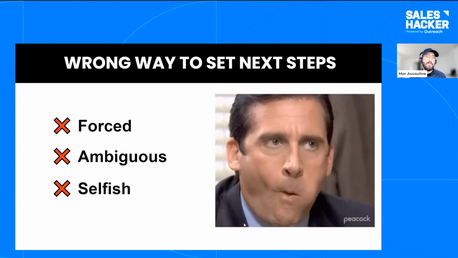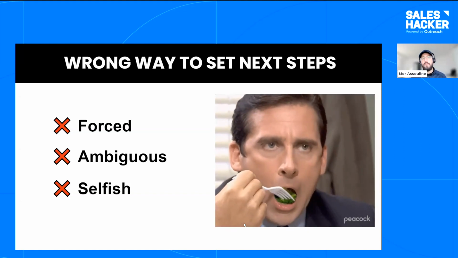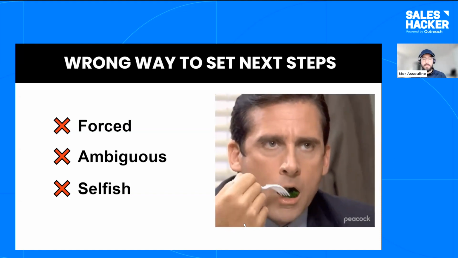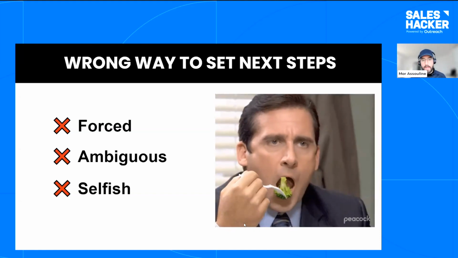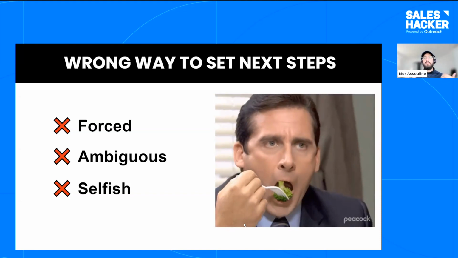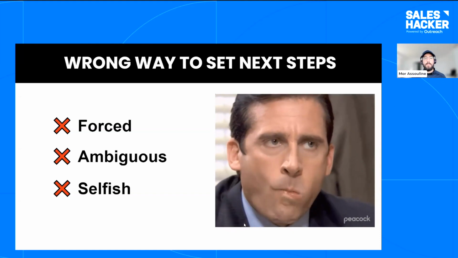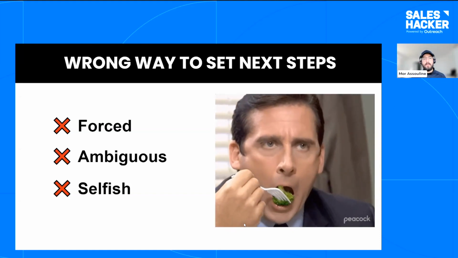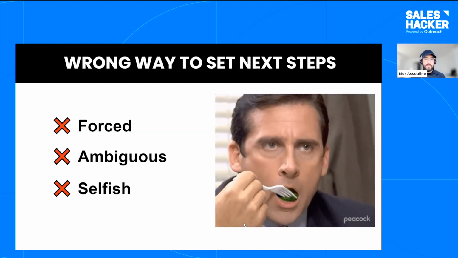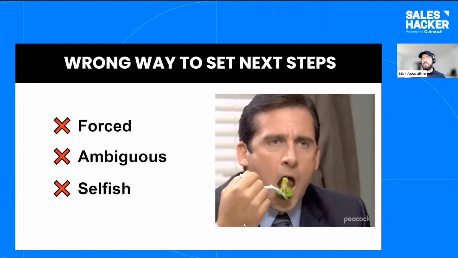And the third one, it's selfish. Most of the time, if you hear what a bad next step sounds like, it's like I said, let's get something on the books. I want to know where you're at next week. So it's always about what you're getting out of the deal or out of the next steps versus the prospect. Put a 1 in the chat if you've caught yourself doing any of these things. Either you're forcing them, they're ambiguous, or they're selfish.